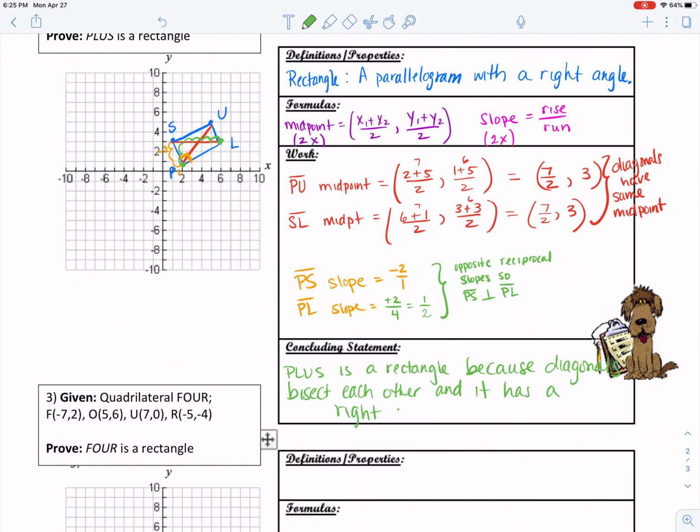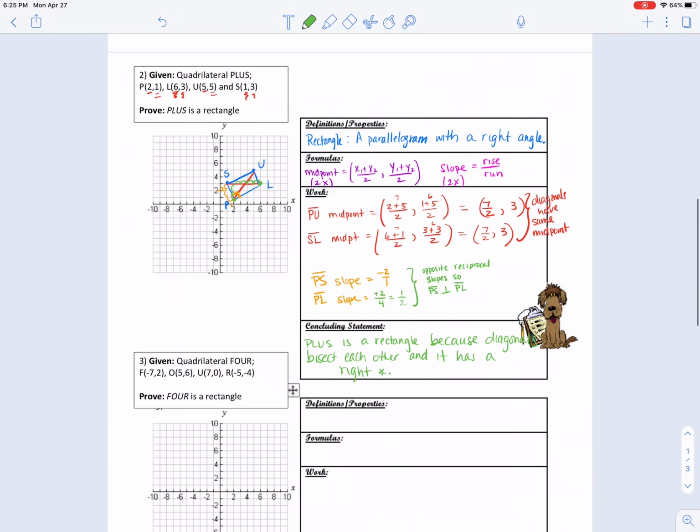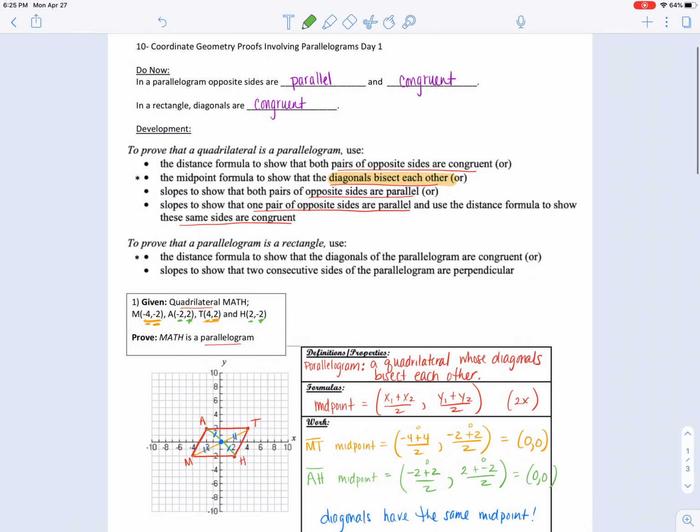So again, there are several different ways to do this. I'm showing you one way. You could stick with that way or feel free to look up how to use one of the other methods that I stated here. There are 4 total methods to show that a quadrilateral is a parallelogram, and then 2 other methods to show that more specifically it is a rectangle.